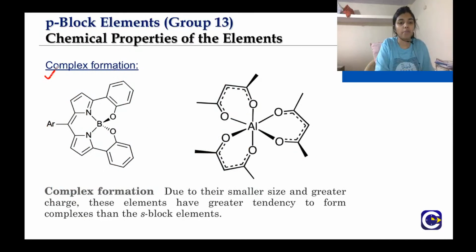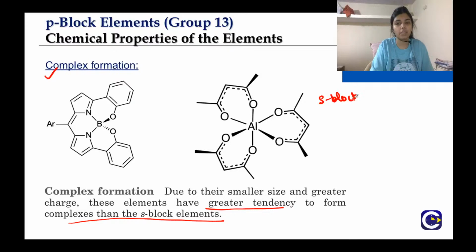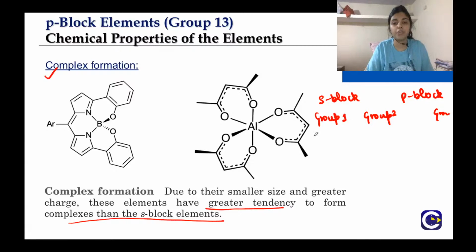Now coming on to the complex formation, because here you can see that they are smaller in size, boron, aluminium, right? These elements are smaller in size. That is why they have greater tendency to form complexes than that of the s block elements. So now if you will compare the size of s block elements and let us say group 13 elements, here let us say we are saying group 1 here, then group 2 here, then we are having group 13 here. We know that across the period size decreases.